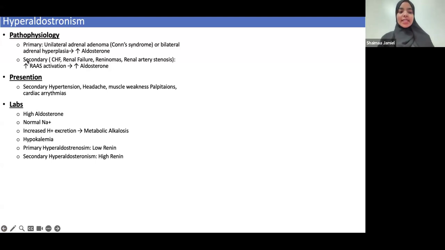But it's the opposite in secondary. So in secondary, the problem, for example, here, renal artery stenosis, there's decreased blood flow to the kidney. So the kidney thinks by mistake that there's low blood pressure. So when it thinks that there's low blood pressure, it's going to increase the synthesis of renin, which is going to increase synthesis of angiotensin and aldosterone. Therefore, aldosterone is also going to be high. So in both cases, you're going to find aldosterone high, but one of them is because renin is causing aldosterone to be high, and one of them is because aldosterone is high on its own.